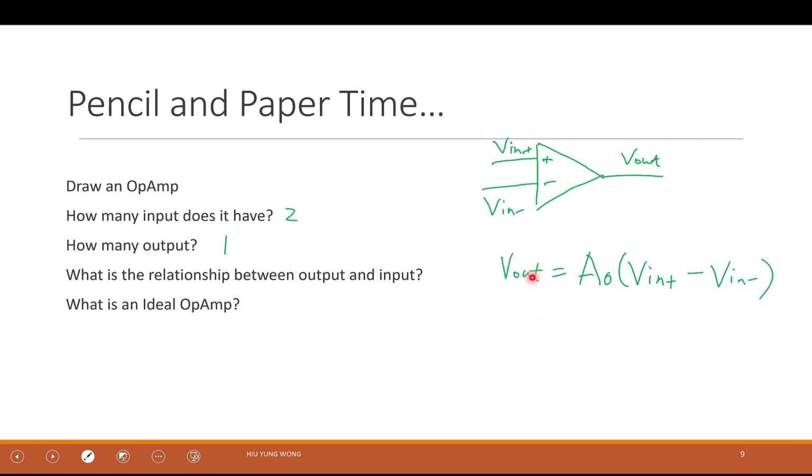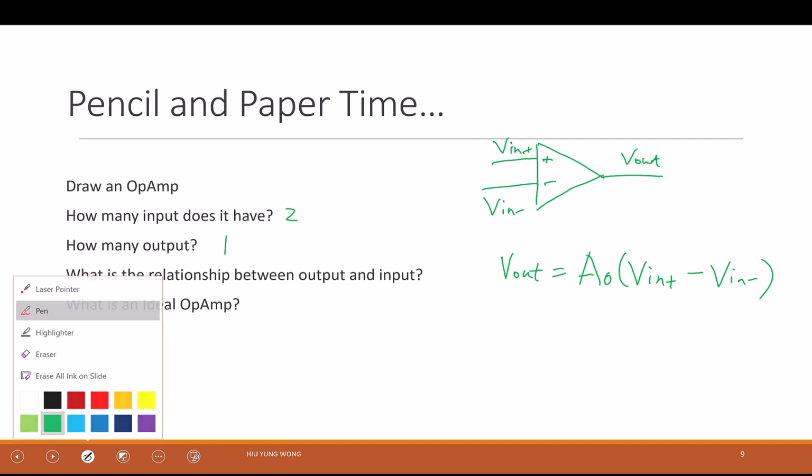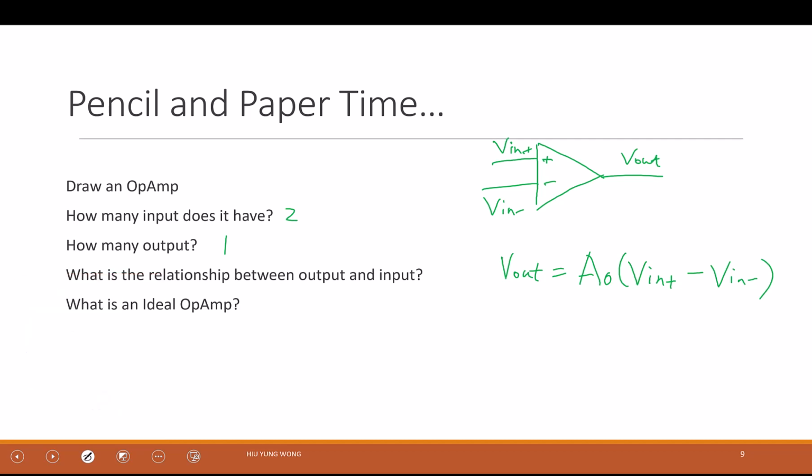It gets an output not just depending on V in plus, not just depending on V in minus. It depends on the difference between them, right? For example, if this is 2 and this is 1, I get 10 as the output, right? If this is 3, this is 2, I also get 10 as the output. What it cares about is the difference of the input. That's what it amplifies, right?